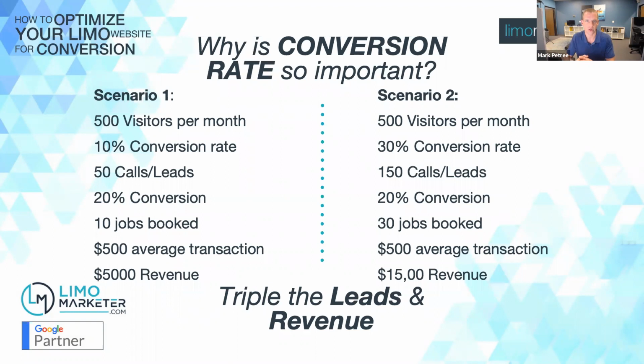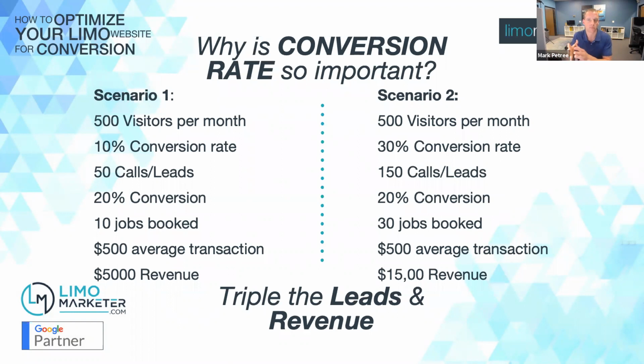Same number of visitors. They're not getting any more visitors than the company in scenario one. But instead of converting 10% of those visitors into leads, this website is converting 30% of those visitors into leads. So this website goes from getting 50 leads a month, from calls or online quote forms, to getting 150 leads a month. We're keeping all the numbers the same except for the conversion rate. We're still converting 20% of those leads into sales.